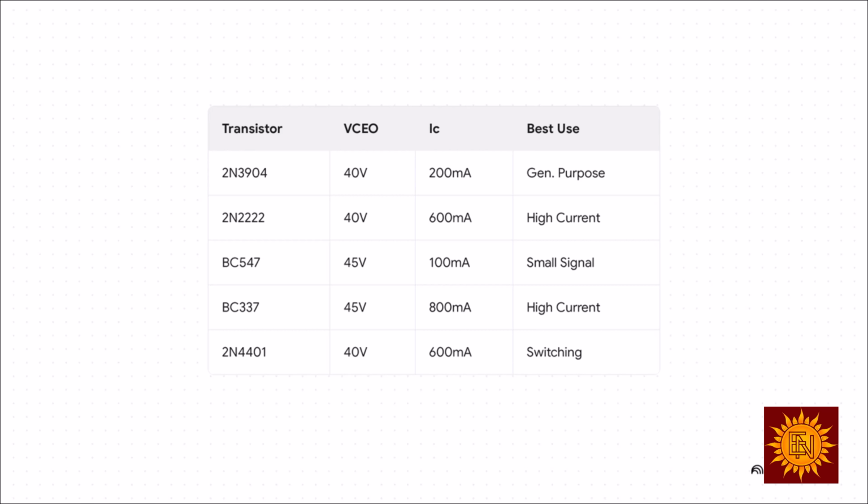Now, if you're doing small signal audio work, the BC547 is a fantastic alternative. Need even more current for something like a motor? The BC337 can handle roughly 800 milliamps. But please look at the pin compatibility. I am reminding you one more time, the BC547 and BC337 usually have completely different pinouts than the 2N3904. Always verify before you swap.